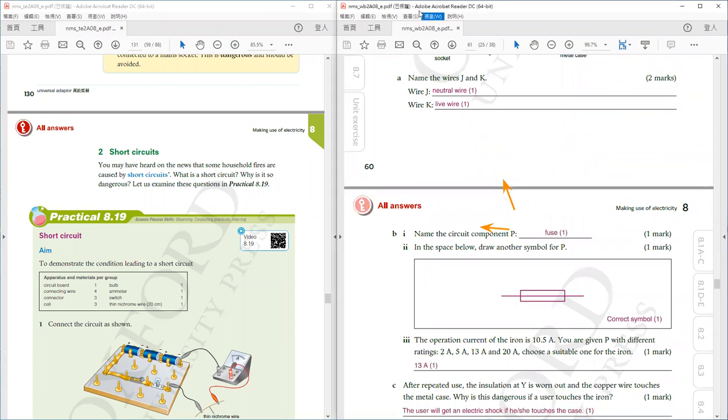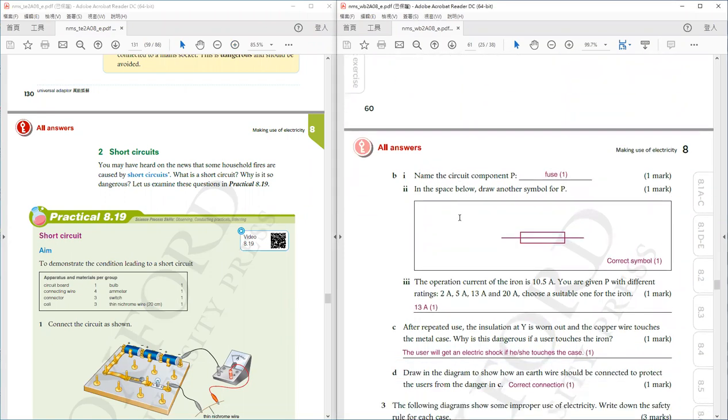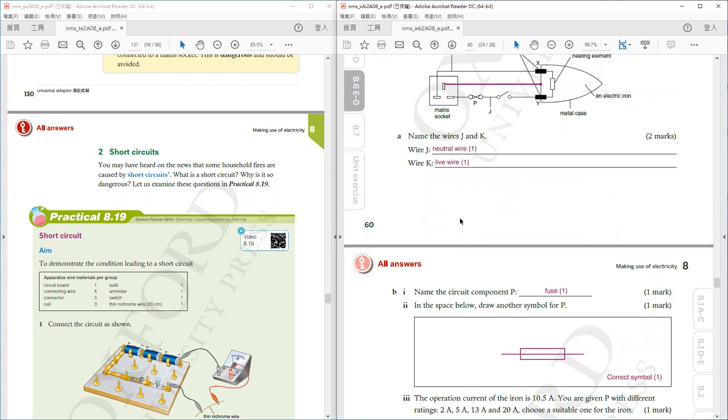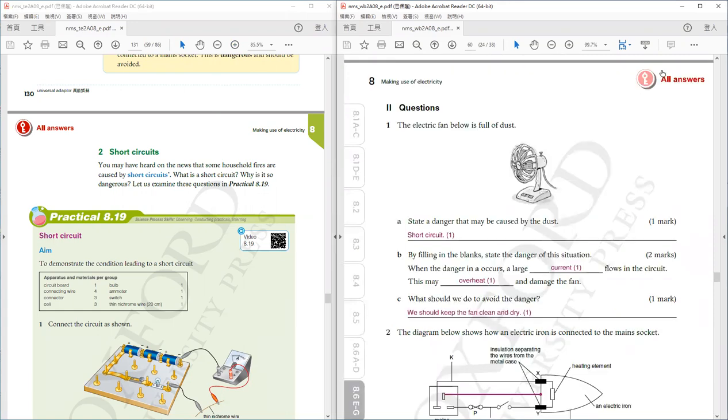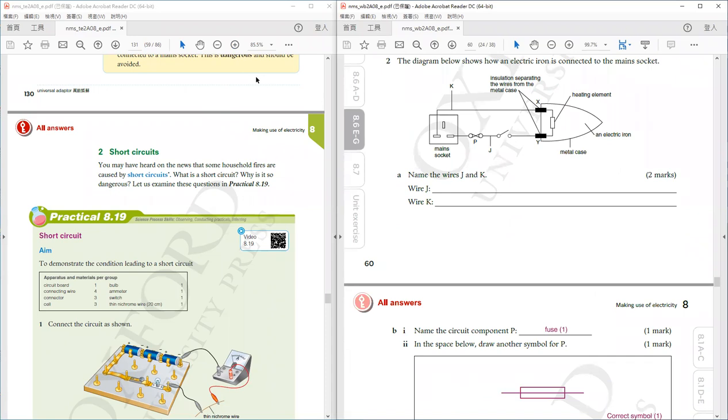Last page. Name the circuit component. Okay, I should erase it. Wire J should be the live wire, and wire K should be the neutral wire. You should correct the answer. This is the correct answer.